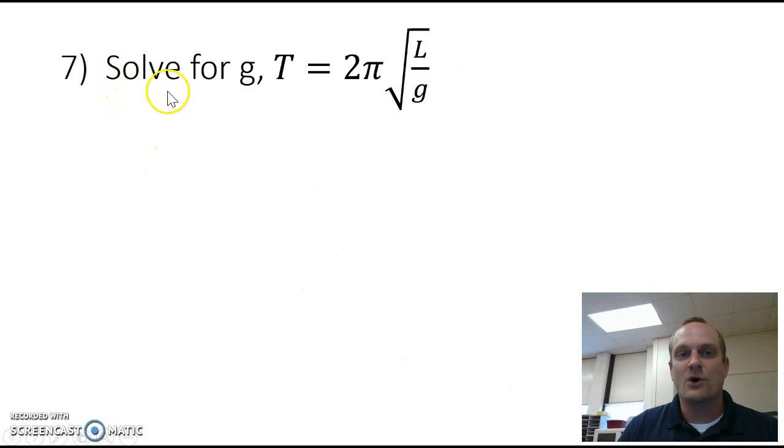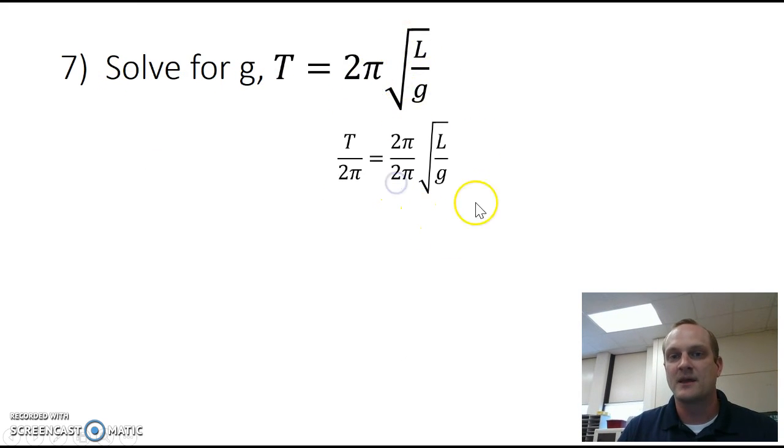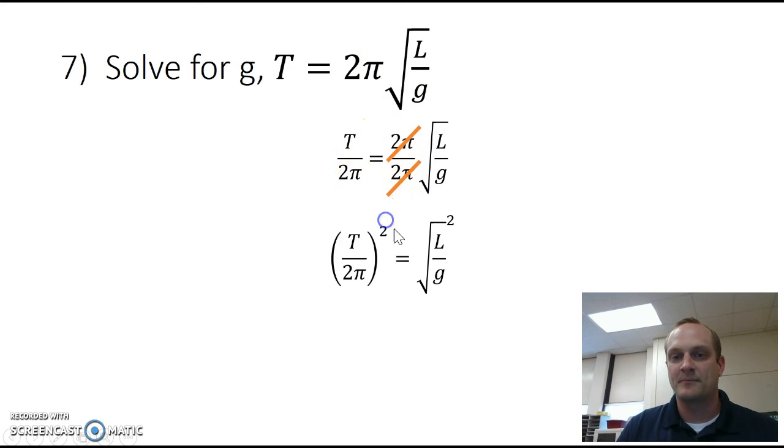Okay, on number 7, solve for g. So t equals 2 pi square root of L over g. My first step is going to be divide by 2 pi. Okay, so that's going to cancel out this 2 pi over here. Ultimately, again, I'm looking for g to be in the numerator and also by itself. So I'm going to divide by 2 pi. What that does on the right-hand side, those two cancel. On the left-hand side, I've got t divided by 2 pi.